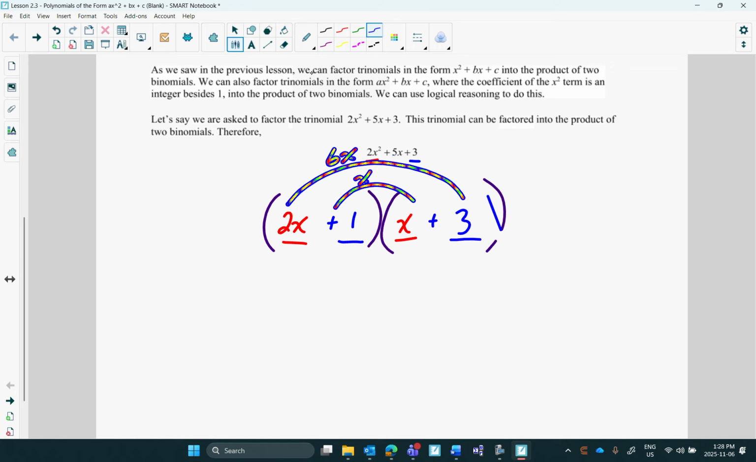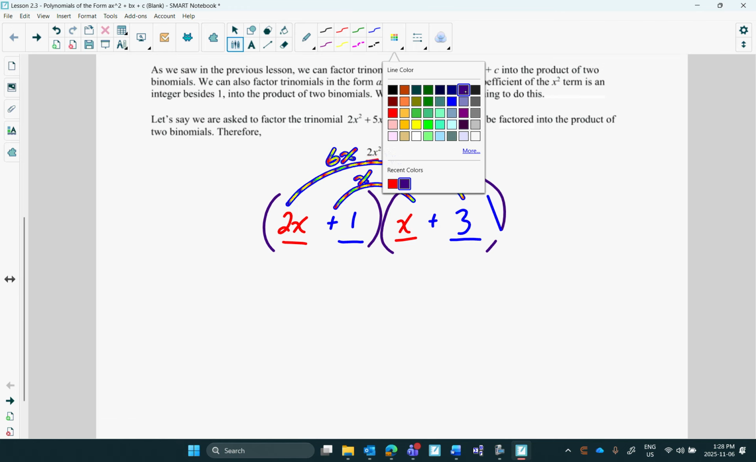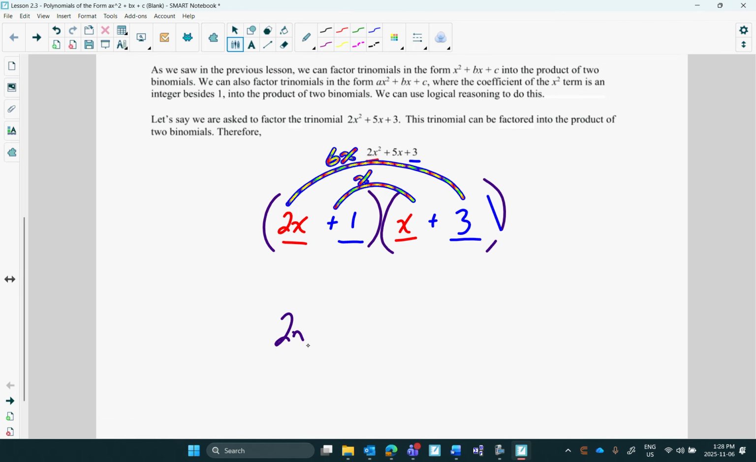So let's try 2x plus 3 times x plus 1. I just switched the numbers because this one doesn't work. Notice when I multiply the first two, I still get 2x squared. When I multiply the last two, I still get 3. It's the middle I have to check.